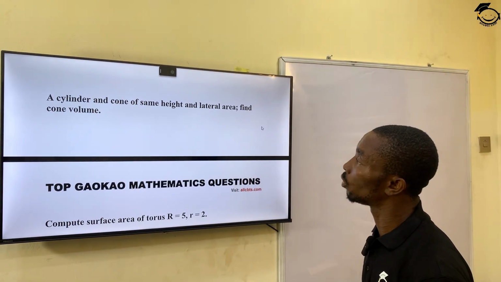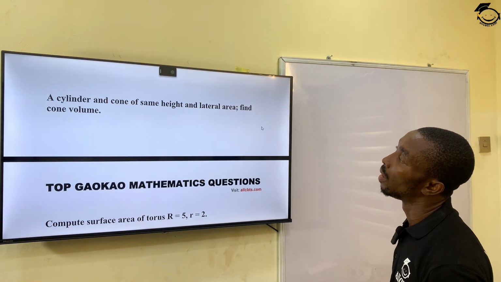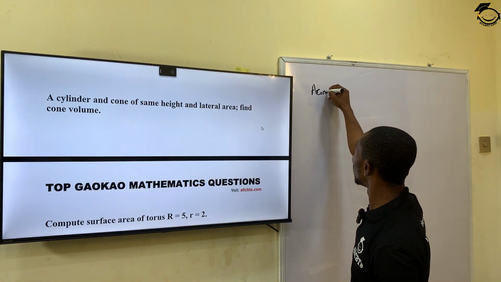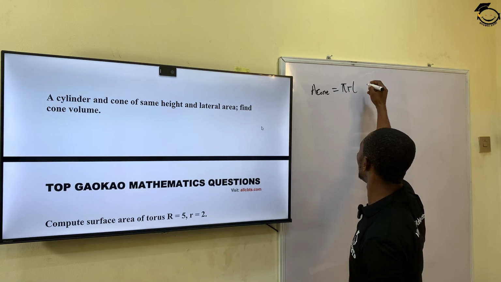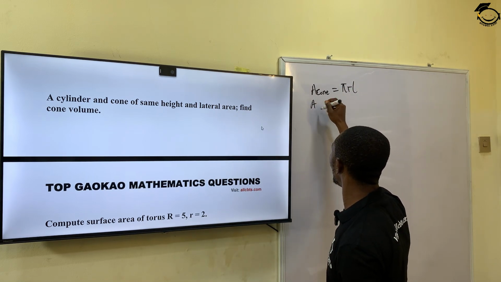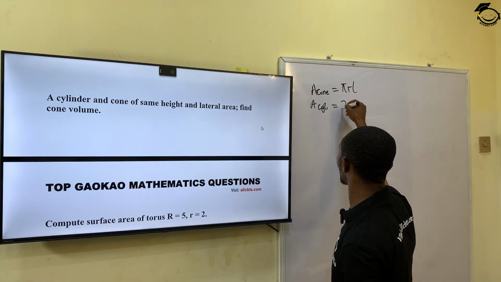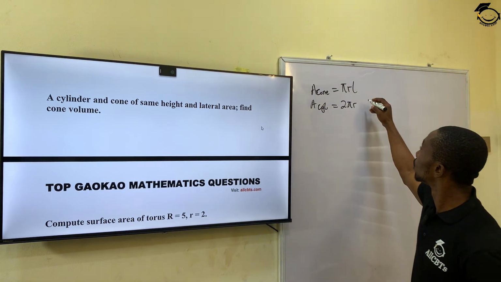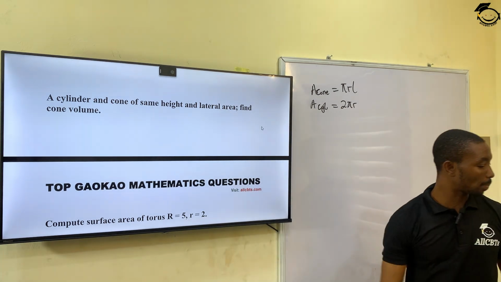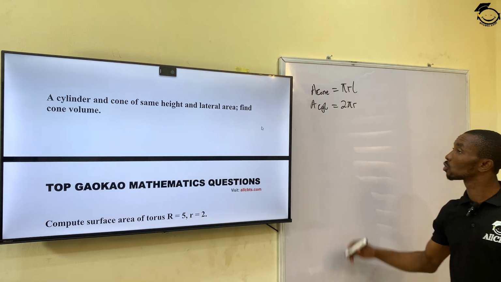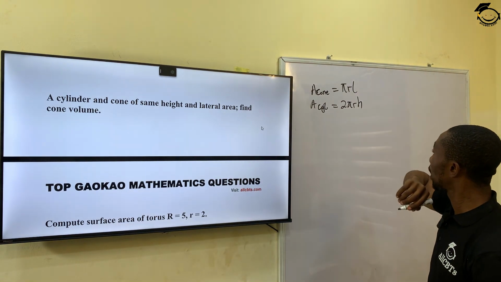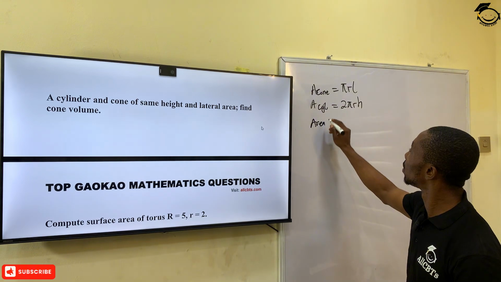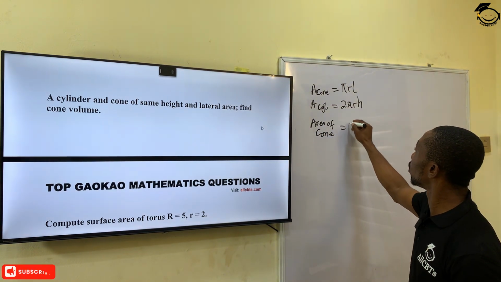A cylinder and cone of same height and lateral area. Find cone volume. Now, for area of cone, we are having it as pi RL, and for area of cylinder, we are having it as 2 pi RH. Now if we equate these two, this gives us area of cone equals area of cylinder.